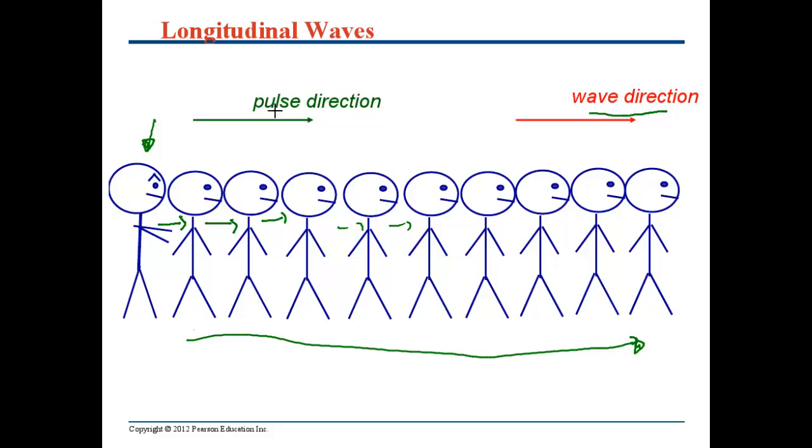Now, if I think about these individual children as particles, they're going to be moving essentially back and forth as the wave transmits in the same direction. So for longitudinal waves, the key idea is that the particles and the wave are moving in the same direction.